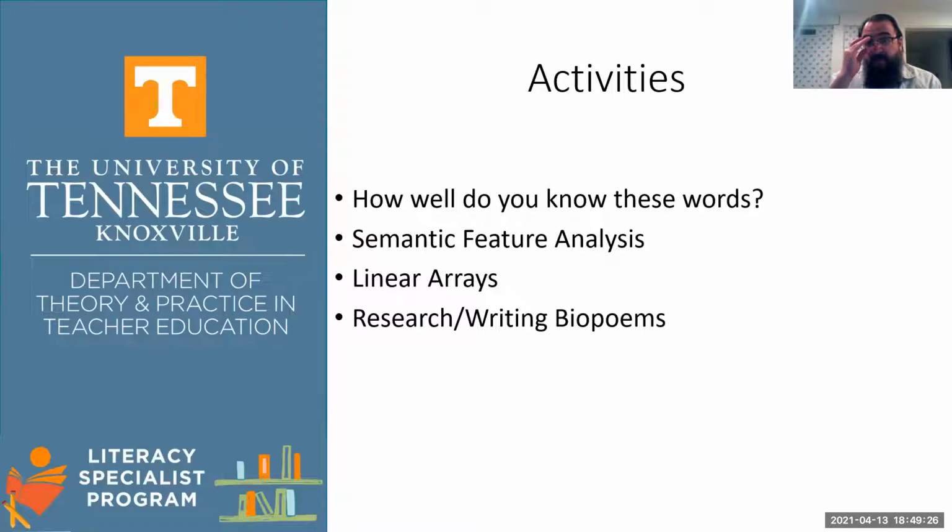So we're going to do four activities. I can count to four for my bullet points. One is called How Well Do You Know These Words? You won't find that one in the research named as that, but that's what I call it. The other three are more typical activities: semantic feature analysis, linear arrays, and we're going to write some biopoems, which is going to involve research on your part, as you'll see.